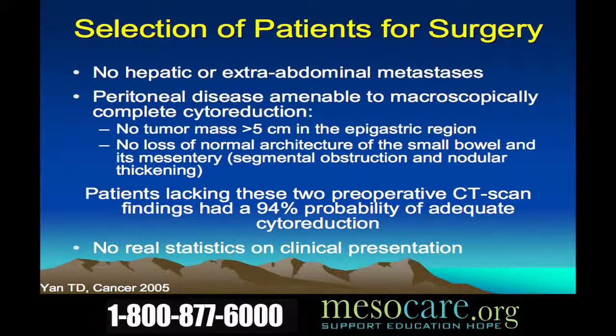So there has been some attempt to define which patient would be the best candidate for surgery. And this is the work from Dr. Yan and Paul Sugarbaker, looking at masses greater than 5 centimeters in the epigastric area and architecture of the small bowel. And those two characteristics would give you a bad surgical outcome. If you don't have those two characteristics, your probability of good debulking, sorry about that, is about 94%. Unfortunately, we don't have real statistics on clinical presentation for peritoneal mesothelioma.